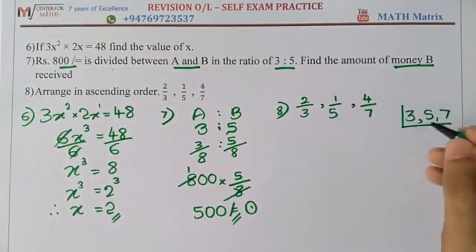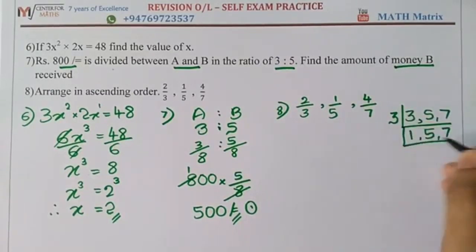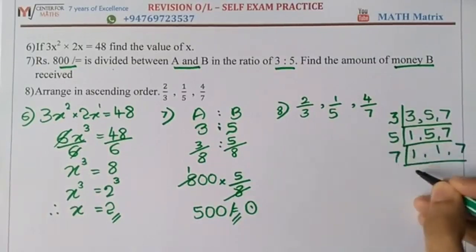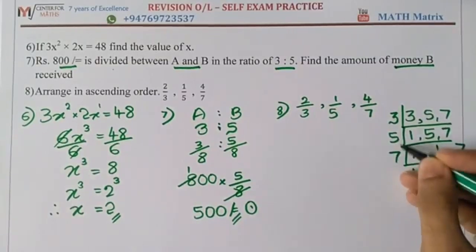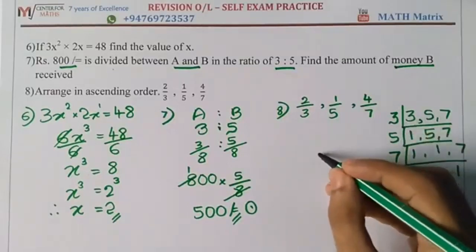Is there any common factor? No. So we'll divide by 3. 3 is a prime factor. 5 and 7. Again, 5 is a prime factor. 1, 1, 7. And finally, we'll divide by 7. 1, 1, 1. So 7 5s are 35, 35 3s are 105.